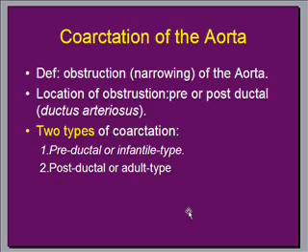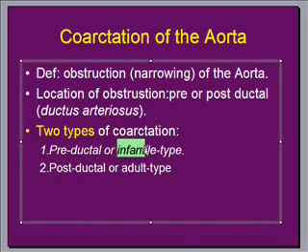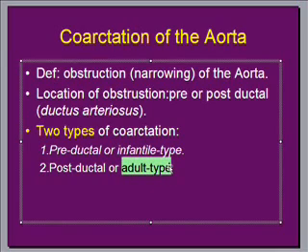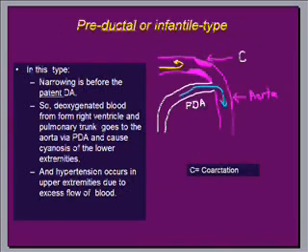So the coarctation of the aorta can be classified into two basic types: preductal and postductal. Classically, the preductal type of coarctation of the aorta is the infantile type, which means it is present in the infant, whereas the postductal type of coarctation of the aorta is classically the adult type. It means it is present in the adult. Now when I say adult, we consider someone over the age of 18 years.